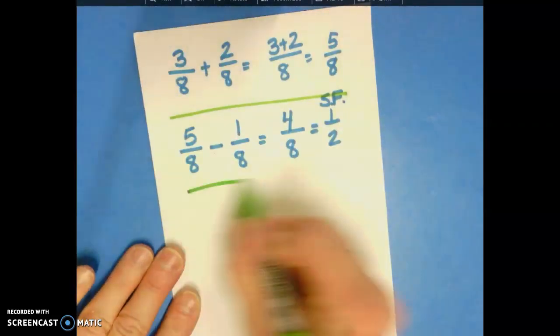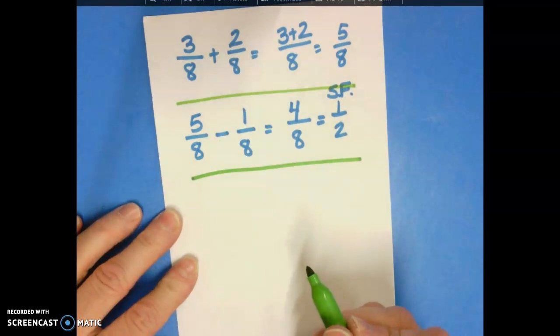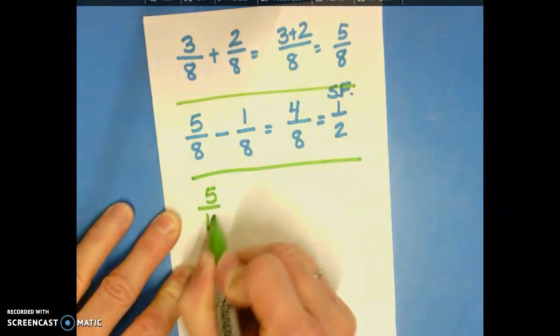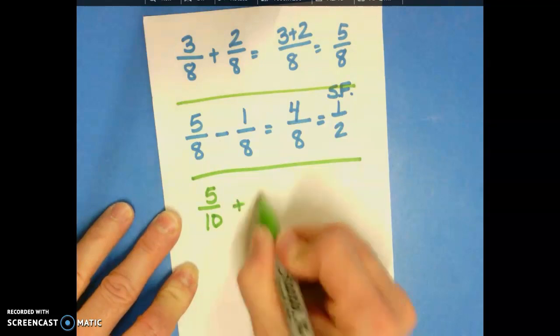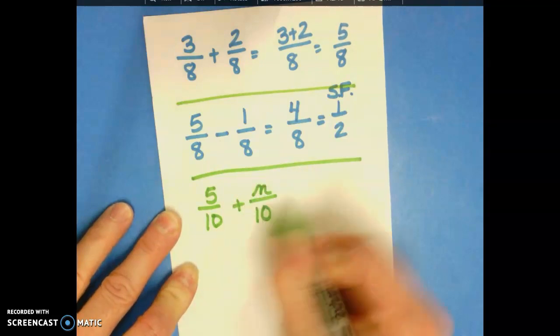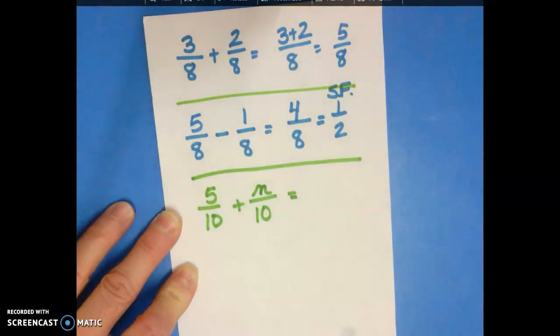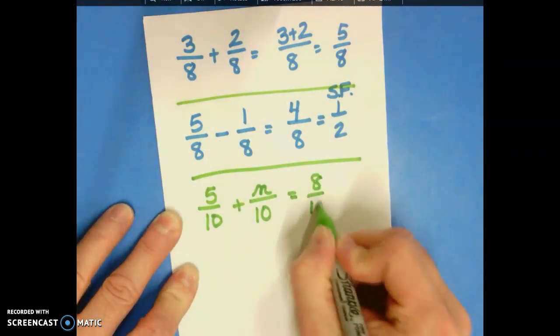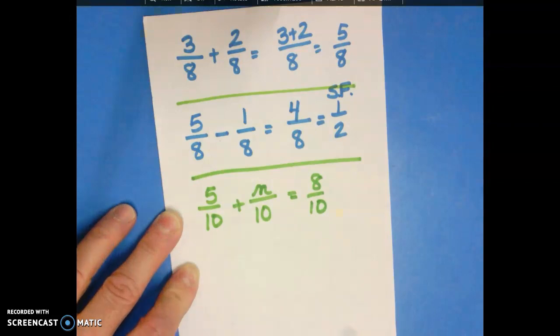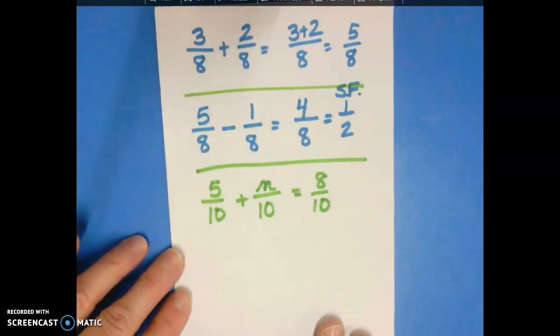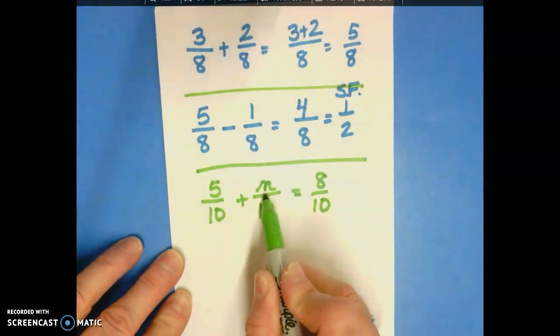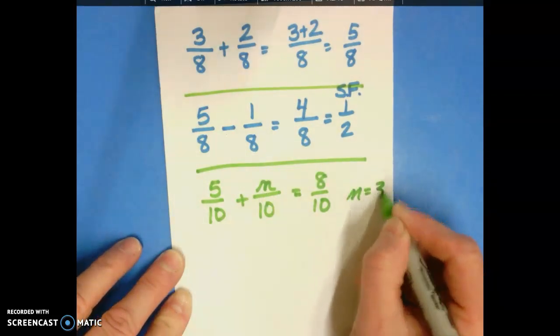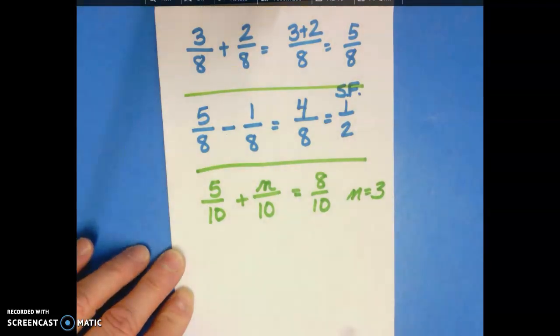So I want to show you one more thing that we're going to encounter today on our practice paper, and that is sometimes you might see something with some algebra. All right, you might see a problem like this. 5/10 plus n/10 equals 8/10. What does n equal? Well, you know denominators stay the same. So 5 plus something is 8. n equals 3.